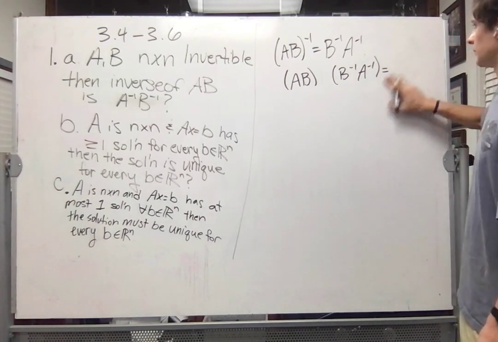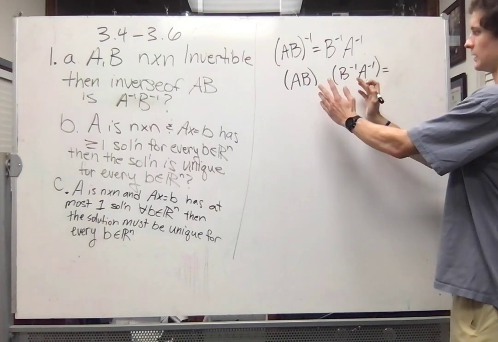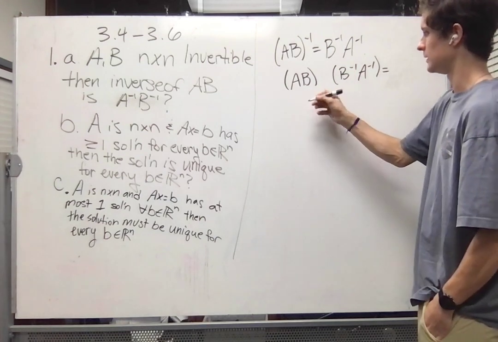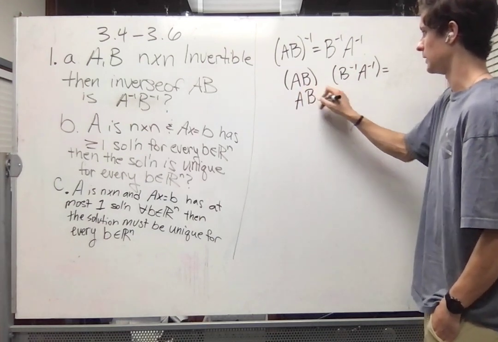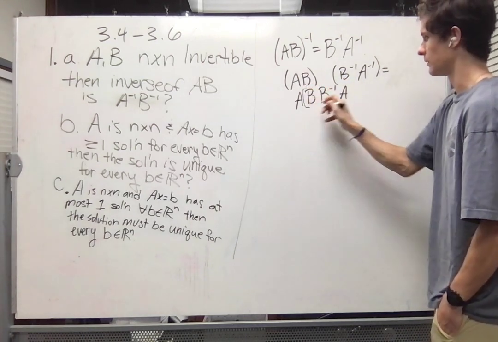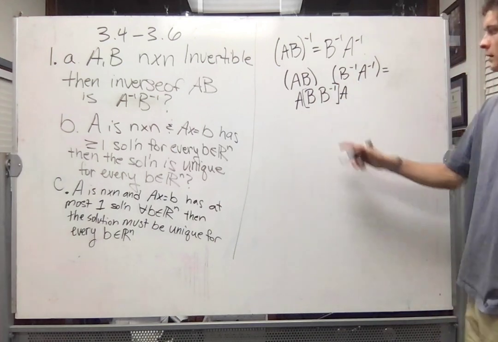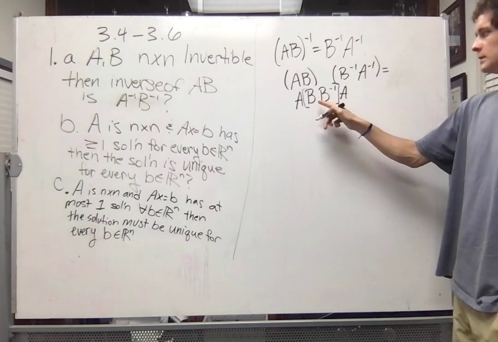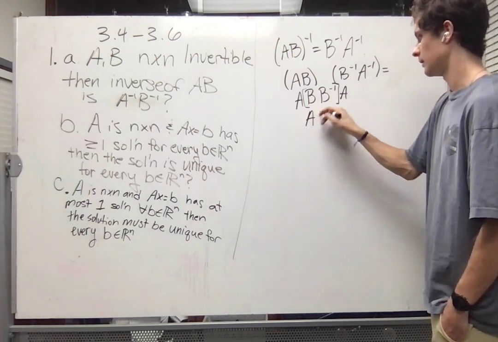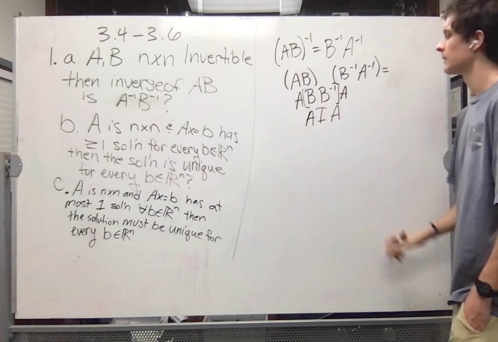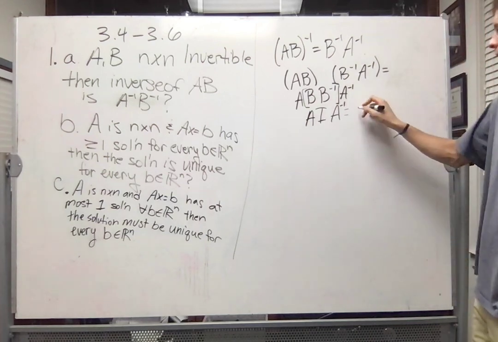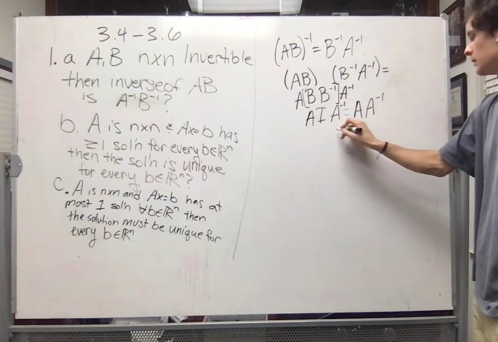So we can verify this by just showing that this multiplication equals the identity. The way we're going to do that is to associate the parentheses how we want to. So let's drop the parentheses. This is A, B, B inverse, A inverse. But we can put the parentheses where we want, right here. So what's B times B inverse? Since B inverse is the inverse of B, B times B inverse must be equal to I. So this is A, I, A inverse, which equals A times A inverse, which equals I.